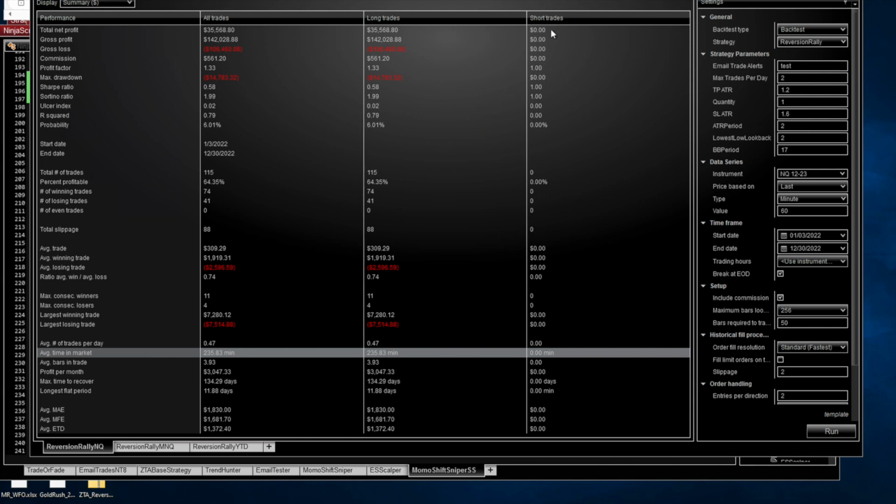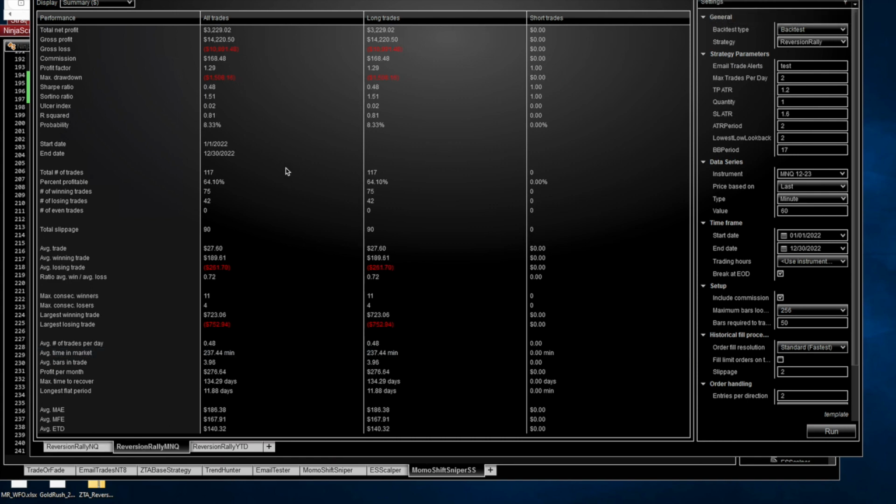What about micros, right? We know that micros are 1/10 of the tick size of NQ. And so, as you guessed it, the performance on micros is almost a tenth. It isn't quite, it's almost a tenth of the returns on the full mini contracts, right? And this is great to see.